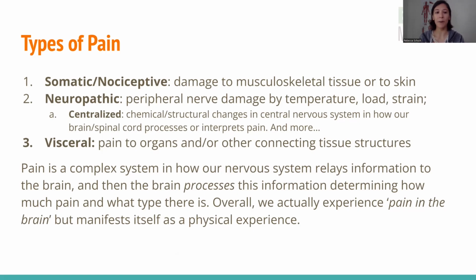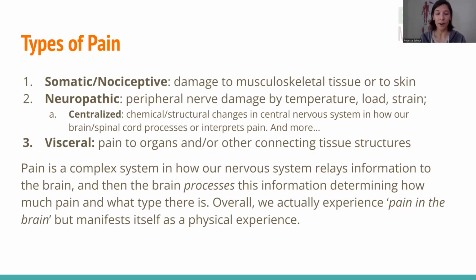The second one is neuropathic pain, which means there's some sort of damage by temperature, load, or strain to your peripheral nerves. And a second category to this is centralized pain, where there's biochemical or structural changes to your central nervous system, which includes your spinal cord or your brain. And this is very difficult because it can make the pain experience longer in duration. It is harder to heal. Our third category is going to be visceral, which means that there's some sort of damage or pain to the organs and connective tissues supporting the organs.